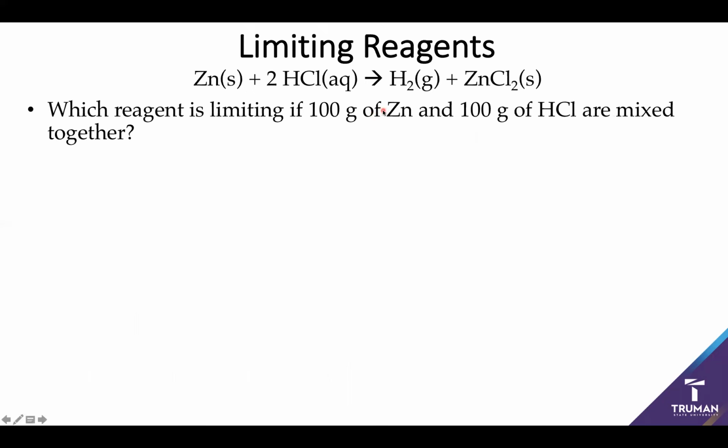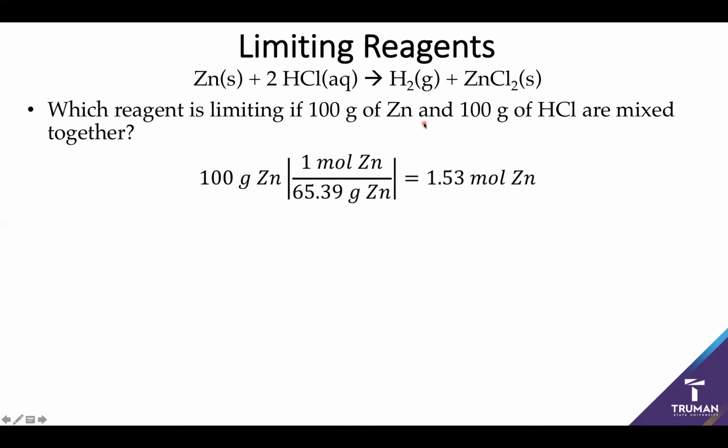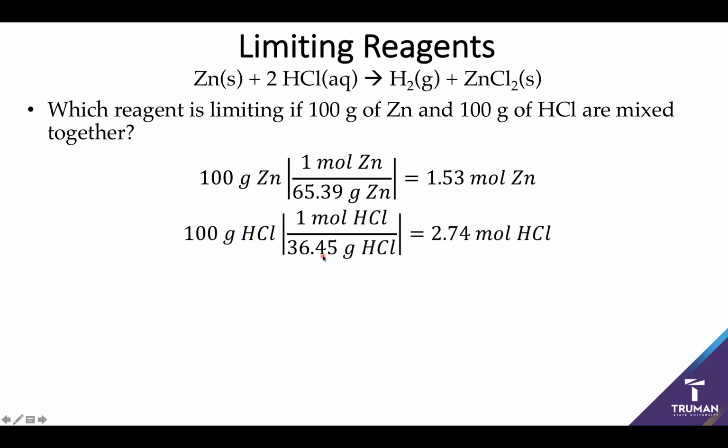Let's say I've got 100 grams of zinc and 100 grams of HCl. I mix them together and I want to try and figure out which one's going to be my limiting reagent. So let's go ahead and take a look at zinc. How many moles of zinc do I have? We can use the molecular weight and figure out I have about 1.53 moles of zinc. We can do the same thing for HCl with its molecular weight and figure out I have about 2.7 moles of HCl. So in this case, it looks like I have more HCl than zinc.